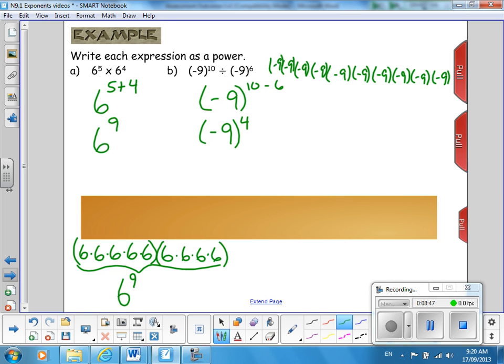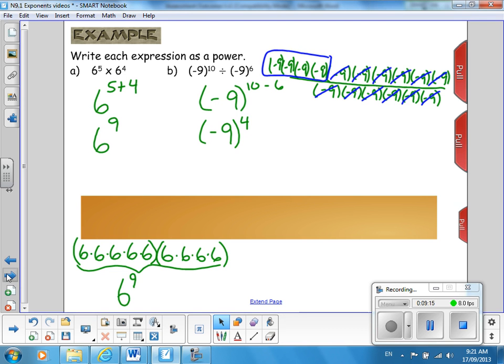I think I have 10 there. 1, 2, 3, 4, 5, 6, 7, 8, 9, 10. Divided by 6 of them. Now, let's divide. Negative 9 divided by negative 9 is 1. 1, 1, 1, 1, 1. We are left with 4. So negative 9 to the exponent 4.